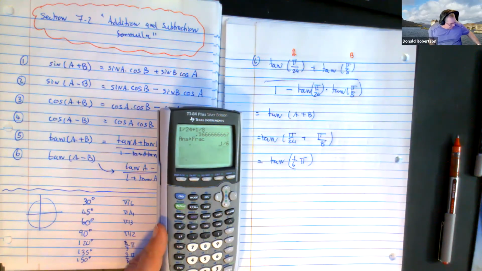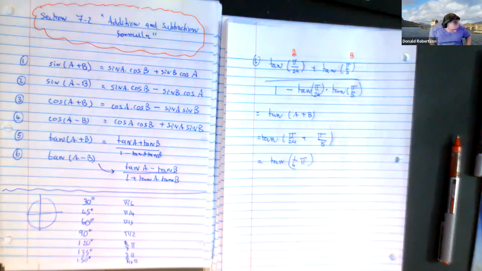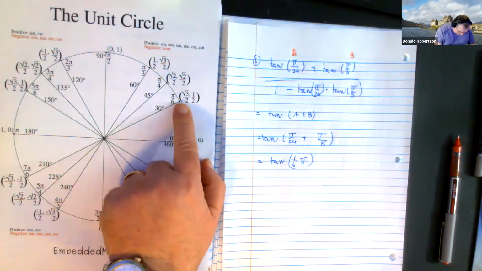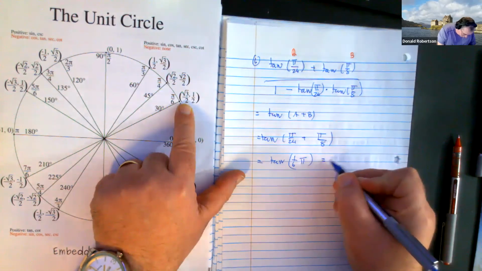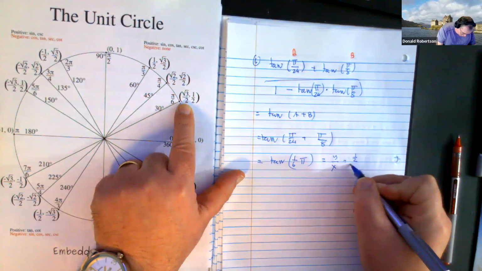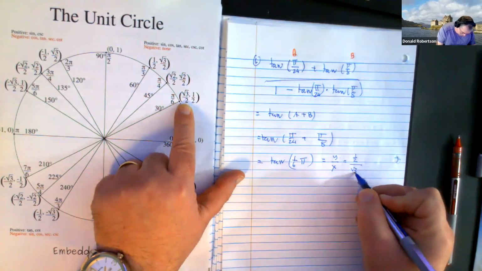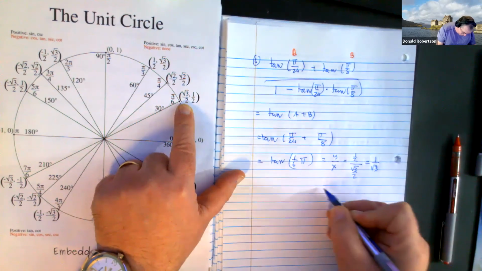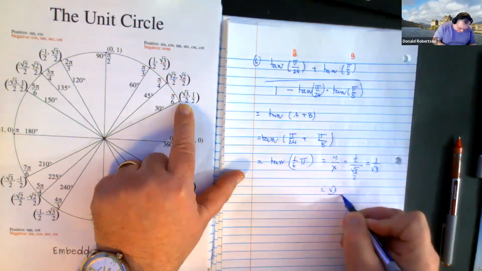And back to my unit circle. 1/6 is this guy, right? And the tangent is the y coordinate over the x. It's 1/2 over root 3 upon 2. The 2's cancel. And then you rationalize the denominator and you got your answer.